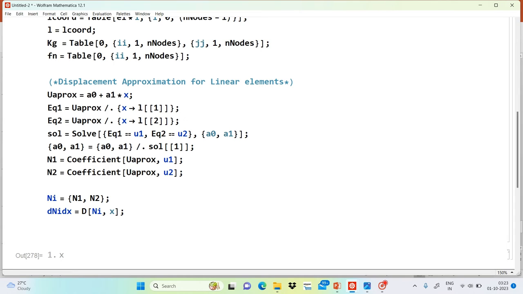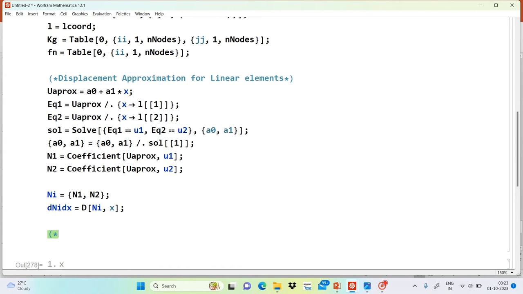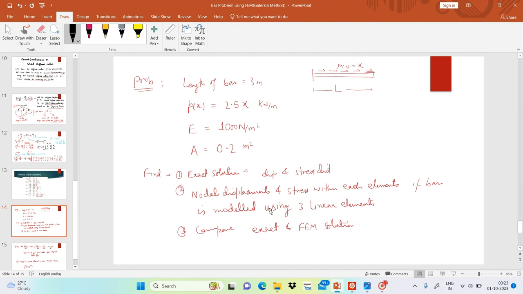Now, if you get the shape functions, then we know that we can find the element stiffness matrix. Okay, and we can see from the PowerPoint what our stiffness matrix was.